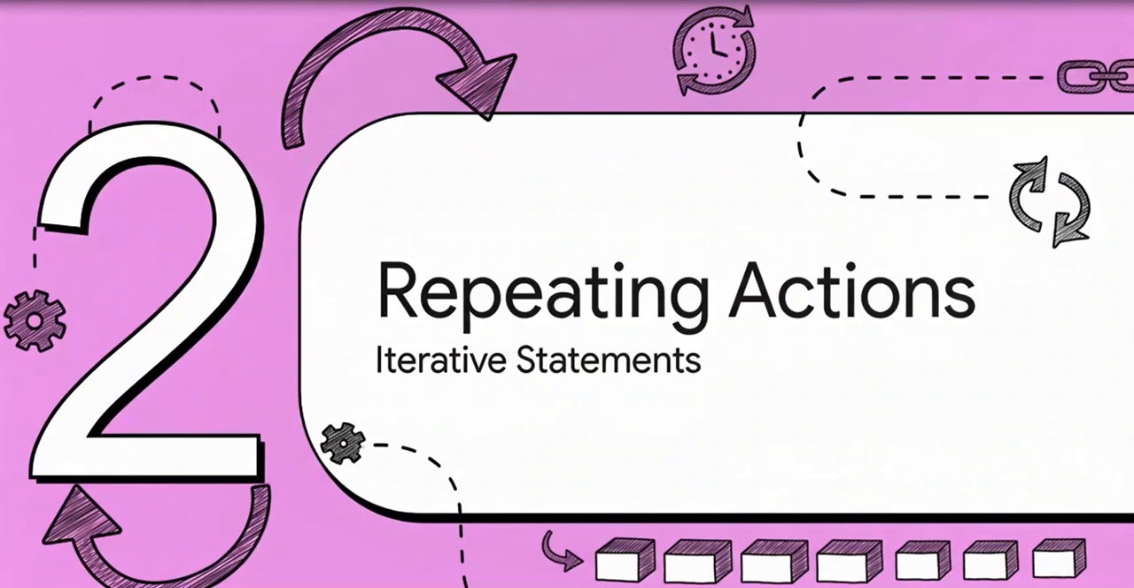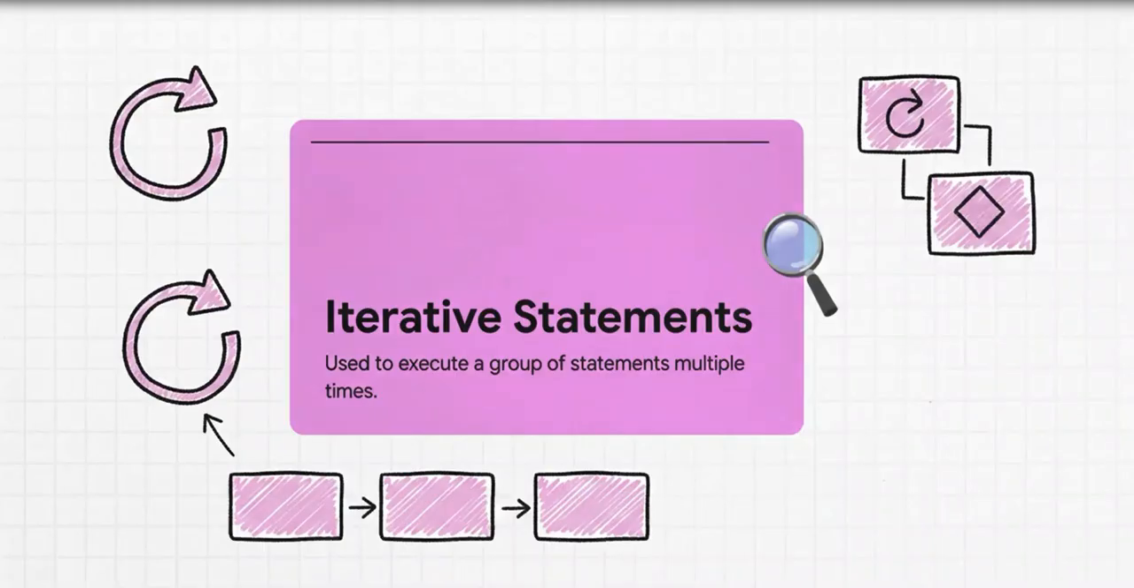Okay, so our code can now make decisions. That's a huge step. Next up, let's teach it how to be efficient by doing things over and over again, all by itself. We're talking about the magic of loops. So an iterative statement, or a loop, has a really simple job. Run the same chunk of code multiple times. And in Python, we've got 2 main ways to do this, the for loop and the while loop.